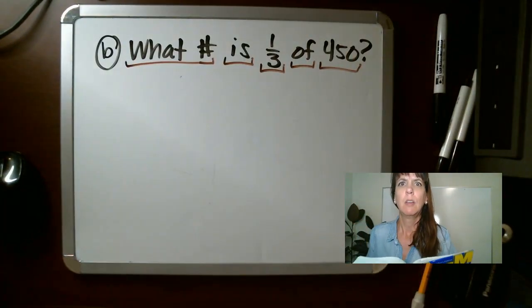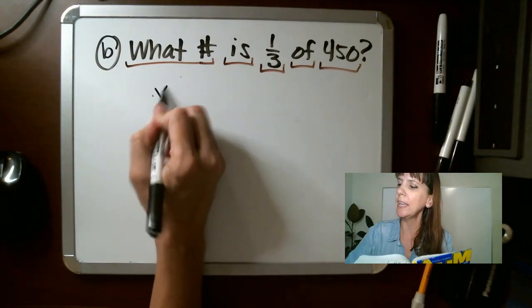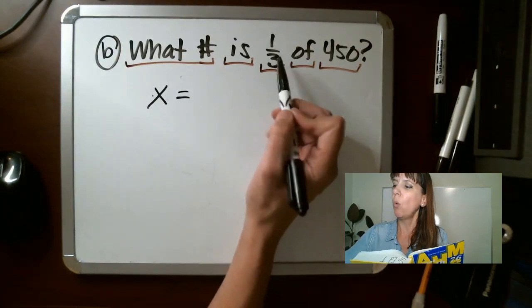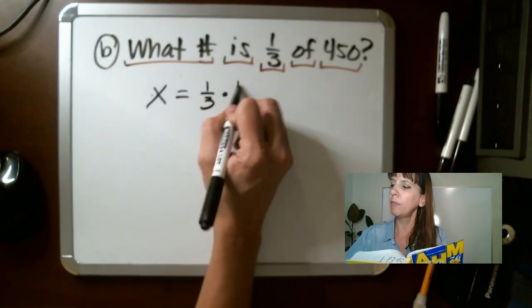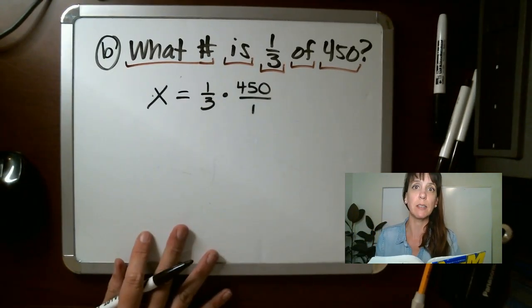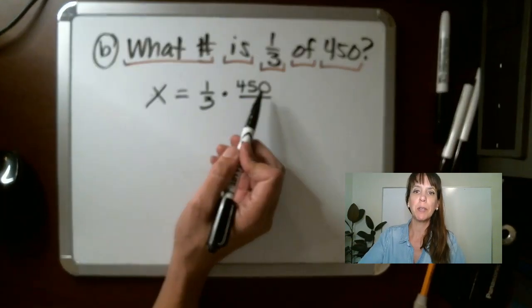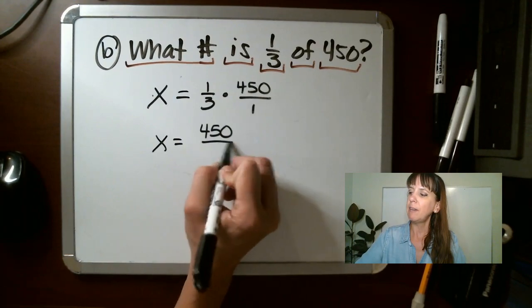So the words "what number" mean X. The word "is" means equals. "1/3 of" means multiply, 450. And again, we put that into a fraction form just to make our lives a little bit easier. Multiplying fractions, we multiply straight across the top, straight across the bottom. So we get X equals 450 divided by 3.